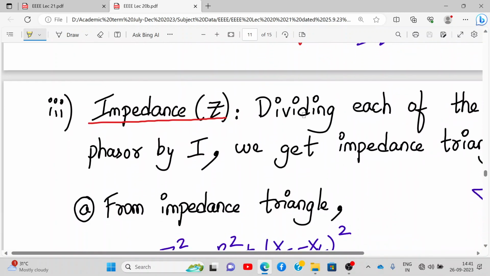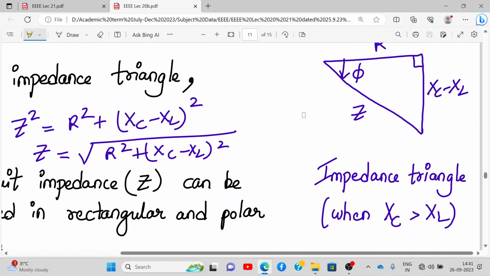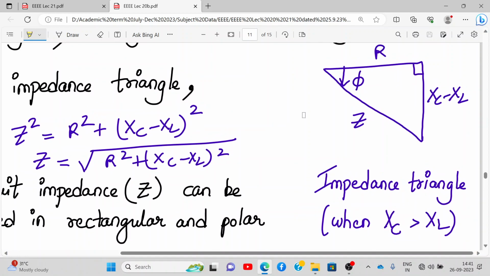What will be the impedance diagram? Voltage diagram: divide each voltage phasor by I. So what will you get? Impedance diagram. Remember it's coming down. Don't confuse between the two cases. So this is the impedance diagram for XC greater than XL. All these things which I am telling you, you need to write down in your books. Until you write it down, it won't register in your mind. So please complete it at home.